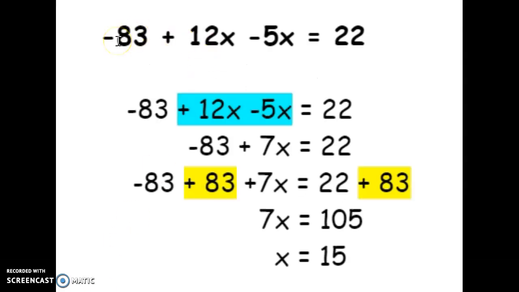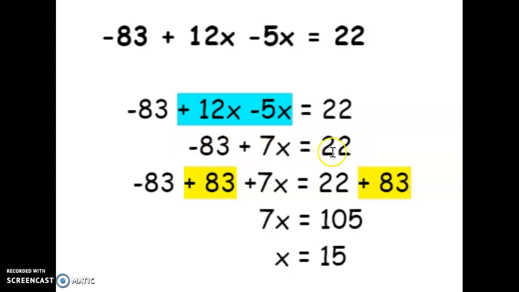As we look at our problem, negative 83 plus 12x minus 5x equals 22, we can see that our like terms are positive 12x and negative 5x. We know that we have to combine them because that's our first step. We left the negative 83 as it is, and we combined positive 12x minus 5x to get positive 7x. We lined up our equal sign and left our 22 on the right-hand side of the equation.